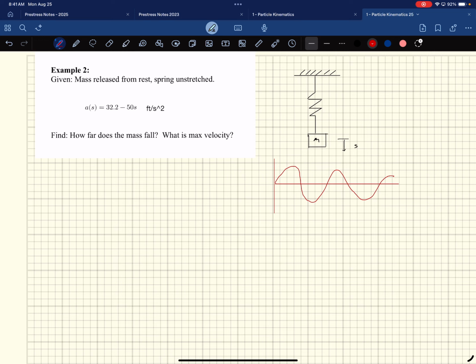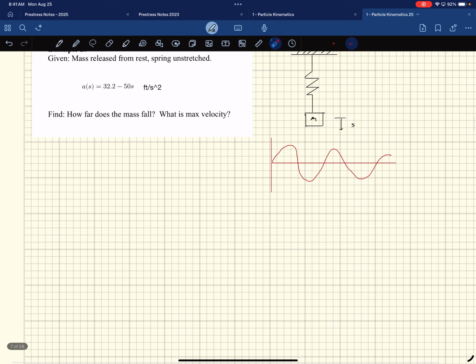Those of you that go on into mechanical engineering will do vibrations, and you'll solve problems like this in vibrations. This is really a vibration problem where it oscillates. But I can figure out the maxes, the max displacement that it gets to. So that's what we're going to do. This is acceleration as a function of position, and so how far does the mass fall, and what is its max velocity?